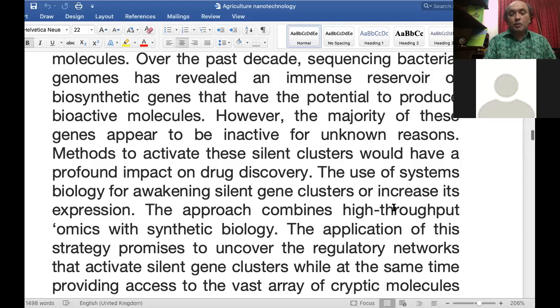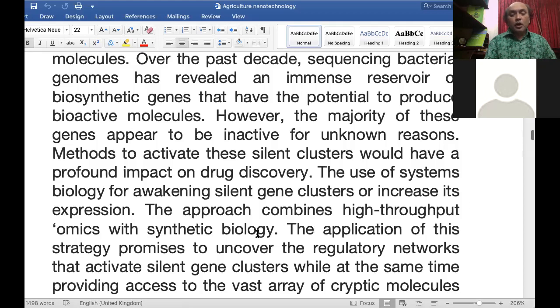The approach combines high throughput omics with synthetic biology. Omics means genomics, proteomics, metabolomics. There are lots of omics approaches, like transcriptomics. With the transcriptomics approach, you can calculate the level of expression. Sometimes the level of expression of a gene is poor, sometimes very high. So level of expression is very important.